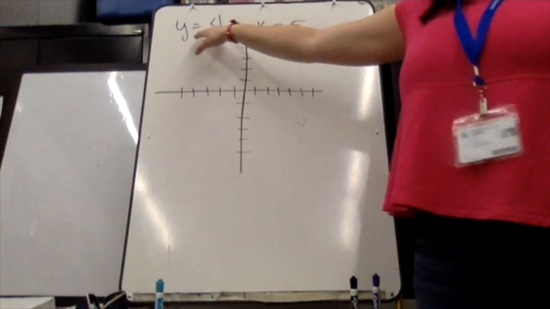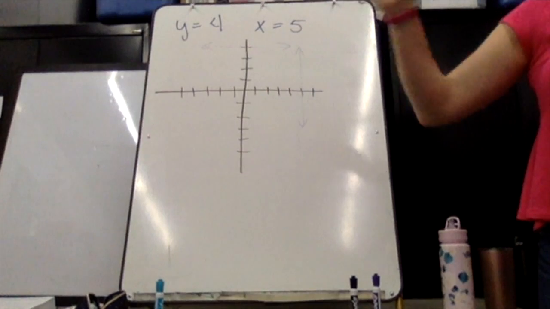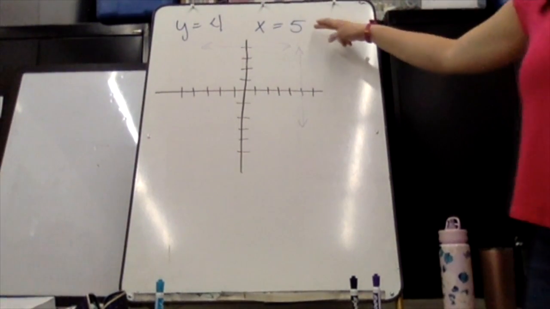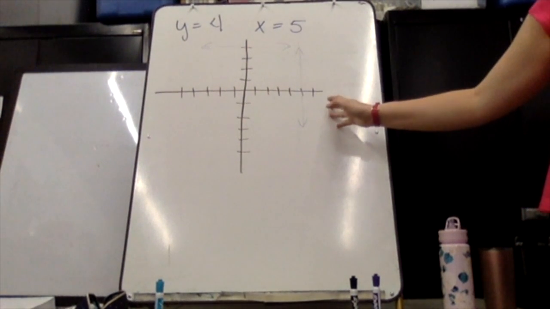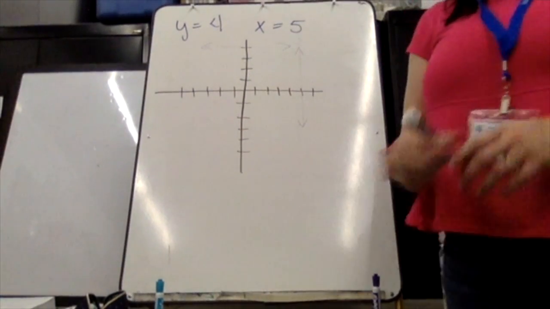So, if y equals 4, it's a horizontal line because it's every coordinate where the y is 4. And then when x equals 5, it's a vertical line at 5. Does this make sense? This is just review. Okay. So, what is the slope of the line y equals 4?